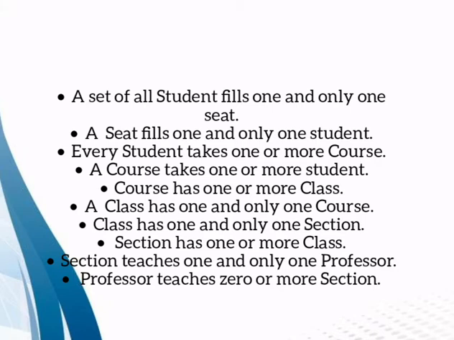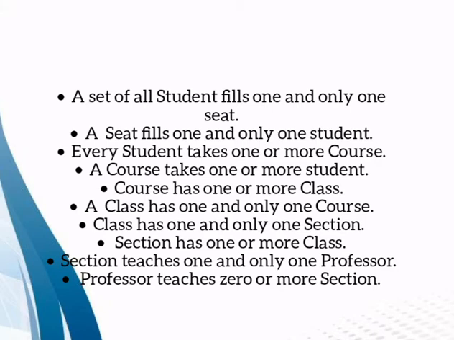A class has one and only one course. A class has one and only one section. A section has one or more classes. A section teaches one and only one professor. A professor teaches zero or more sections.